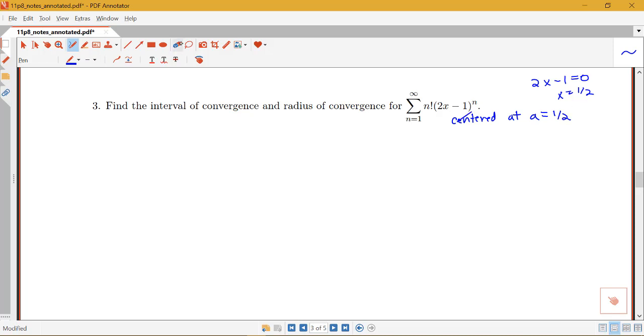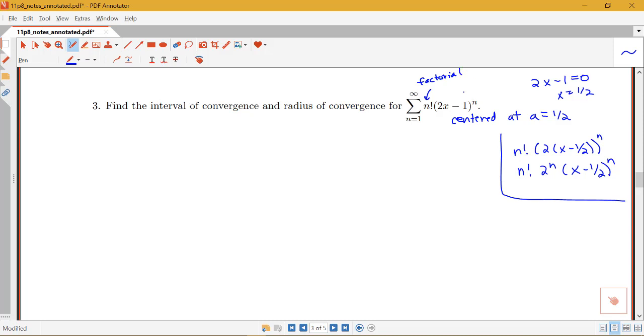One other way to see that that's what the center is would be to have done a little bit of factoring. So I could have rewritten that as n factorial times 2 times (x minus a half) to the n, and then written that as n factorial times 2 to the n times (x minus a half) to the n, and then I have that in that (x minus a) to the n type form. Okay, but the quick way to do it was to say, okay, what x value would make this inside 0? That's where I'm going to be centered. Okay, so again, I have some kind of factorial thing, an exponential thing. So I'm thinking about using the ratio test.